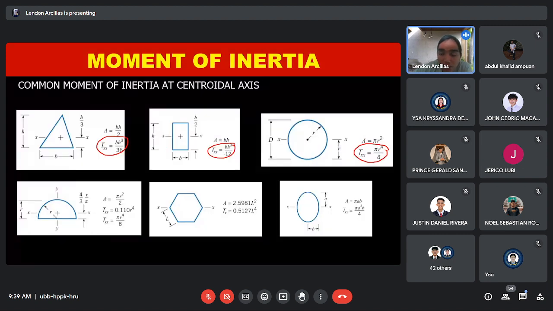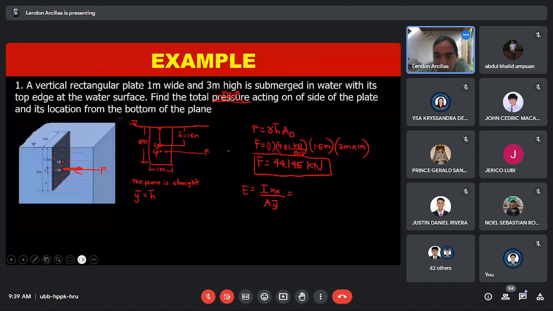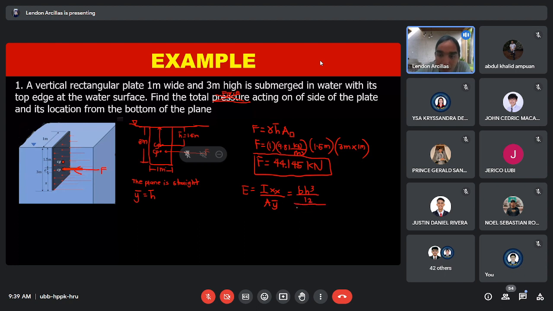That is bh cube over 12. Area ng rectangle, that is base times height, right? Times the y-bar, which is equal to h-bar, which is 1.5 meters. Okay, so e is equal to, arrange muna natin yung formula.